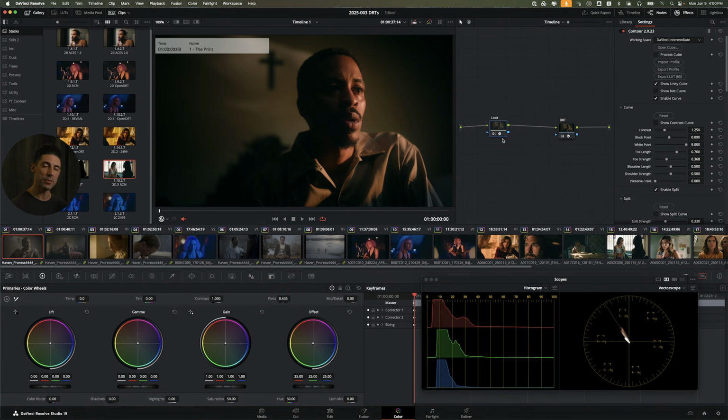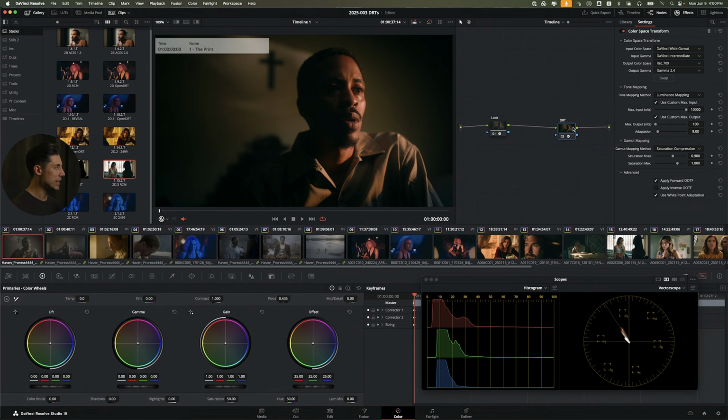Now that we understand this print as a concept, let's dive back into the DRT and understand that a little bit better. So first of all, what does DRT even mean? In this context, DRT is display rendering transform. Okay. It's literally what takes us from our working color space and transforms us out to our display color space.